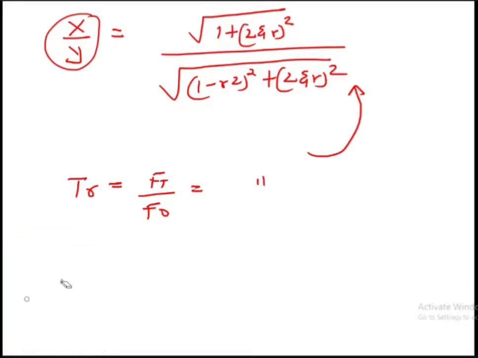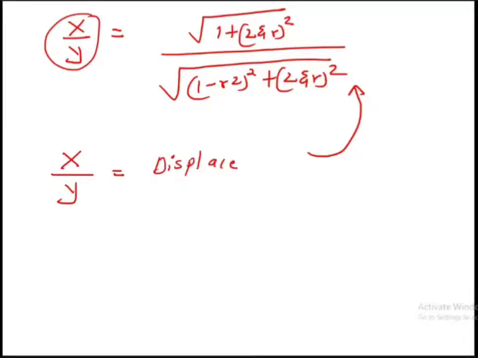I will erase this first. Okay, so already TR is equal to Ft by F0, that is nothing but the force transmissibility. We have understood that. So this ratio of x upon y is called what? Displacement transmissibility, or you can also call it motion transmissibility, right?